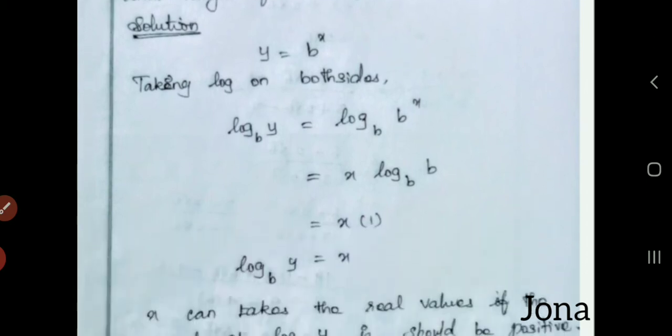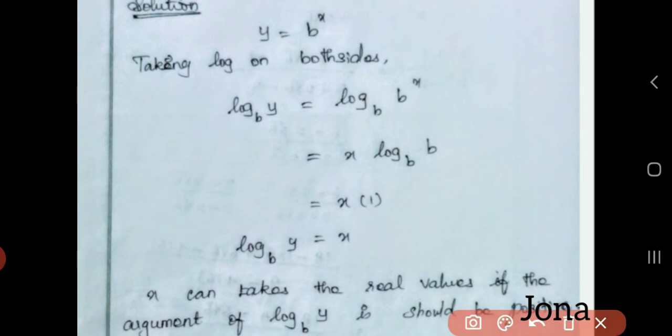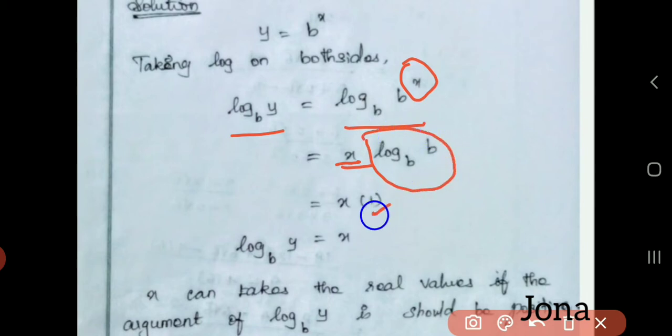We want to take log on both sides so that we have log y base b, and here log b power x base b. We are taking log base b on both sides. Then, since x is the power, we can take it to the front: x log b base b. The value of log b base b is 1, so here we get only x. The value of x is log y base b.